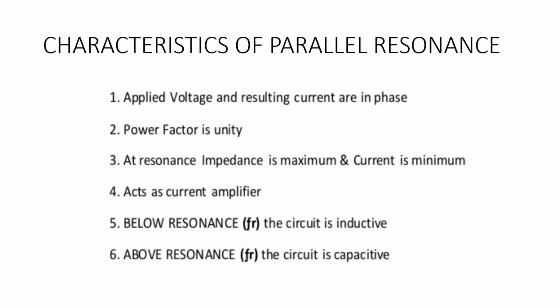Next is characteristics of parallel resonance. In parallel resonance, there are some important points. The applied voltage and resulting current both are in the same phase. The power factor of the circuit is unity. At resonance, impedance is maximum and current is minimum. It acts as a current amplifier. Next, fifth point, below Fr, the circuit is inductive, as I discussed earlier. Next, above Fr, the circuit is capacitive.